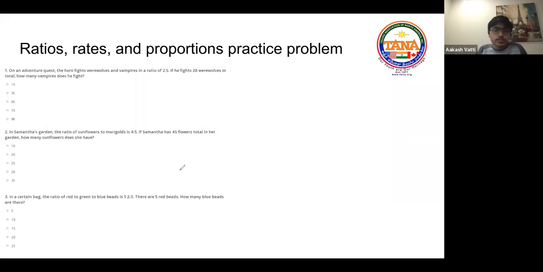So number 2, you know that there's 4 portions for sunflowers and 5 portions for marigolds. So in total, there's going to be 9 portions overall because it's just 4 plus 5 of flowers. And you know there's 45 flowers. You would divide that by 9 because you want 9 different portions, right? So you'd get 5 as 1 portion. And because there's 4 portions of sunflowers, you do 5 times 4 to get 20. That is 20 sunflowers. Sai, do you understand why it's 20?